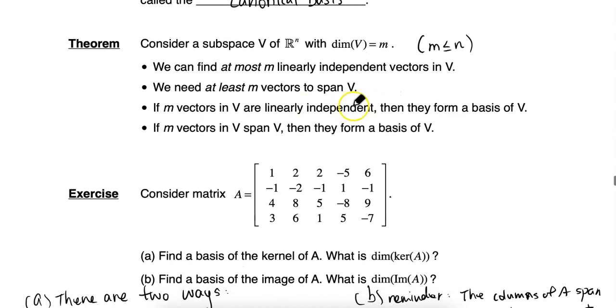If m vectors in V are linearly independent, then they form a basis. If m vectors in V span V, then they form a basis. All of these kind of tie the knot together that you need exactly m vectors, no less, no more, to span a subspace of dimension m, and that they can be linearly independent, and they need to be linearly independent to be a basis.